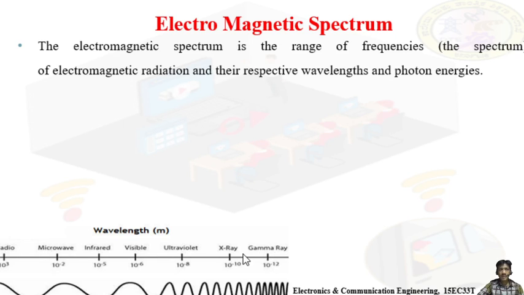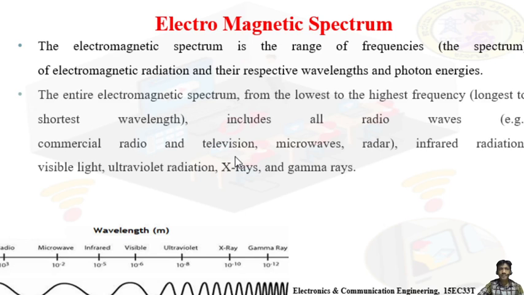The electromagnetic spectrum is nothing but the radio wave, microwave, infrared, visible, ultraviolet, X-ray, gamma ray. This is nothing but a range of the frequency. For the radio wave, the frequency range is different. Similarly, for other waves, the range of the frequency is different, and also the respective wavelength. The entire electromagnetic spectrum from smallest to highest frequency includes all waves, that is radio wave, infrared radiation, visible light, ultraviolet radiation, X-ray and gamma rays.